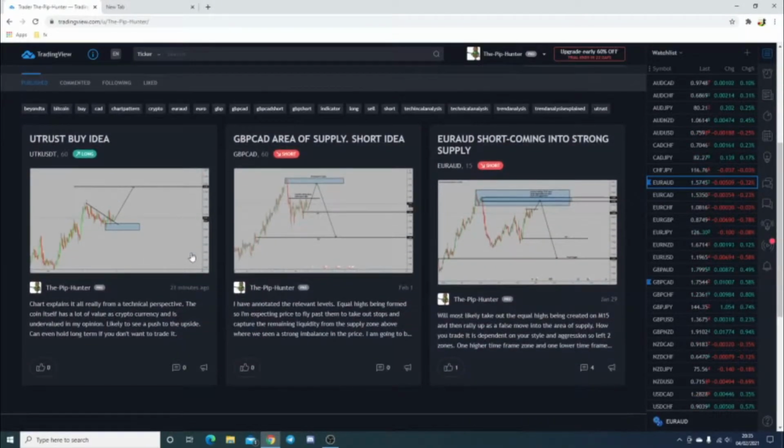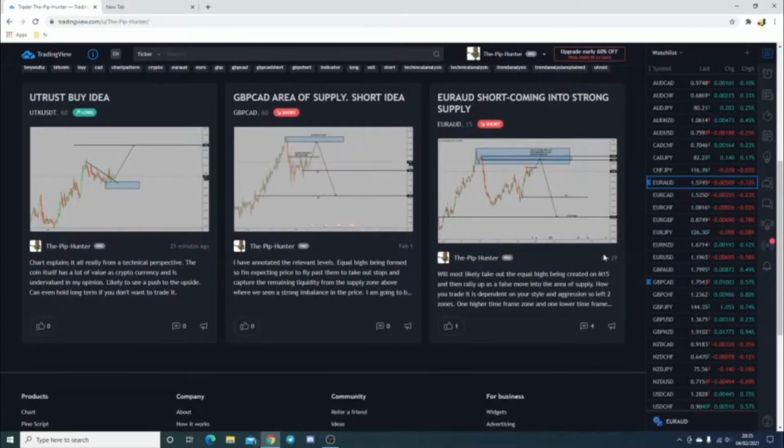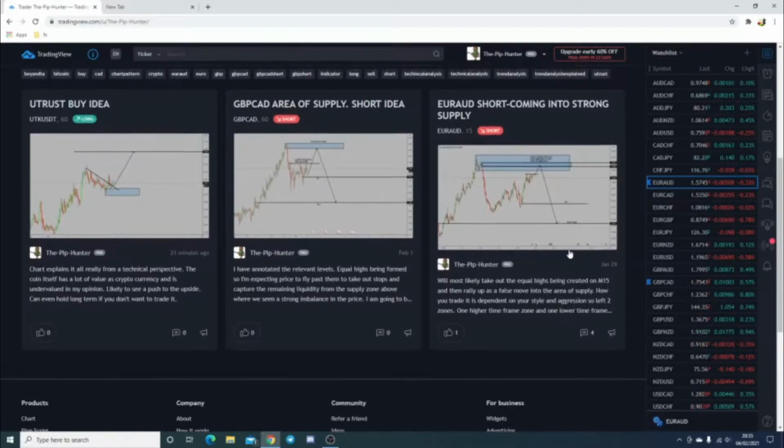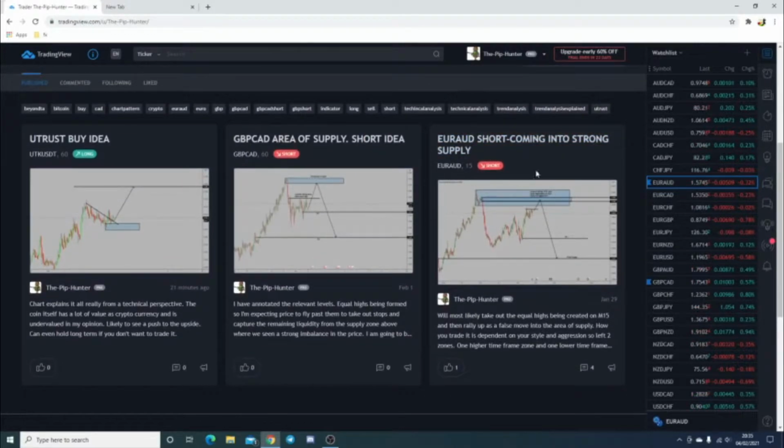What I'm going to do is quickly go over a trade that I've taken. This is on January the 29th, and as always, I'm going to post everything through TradingView. For those of you who don't know, if you post an idea on TradingView, it stays there. You can't actually delete it.